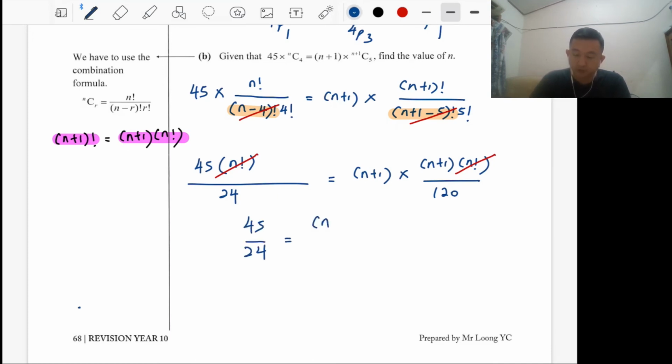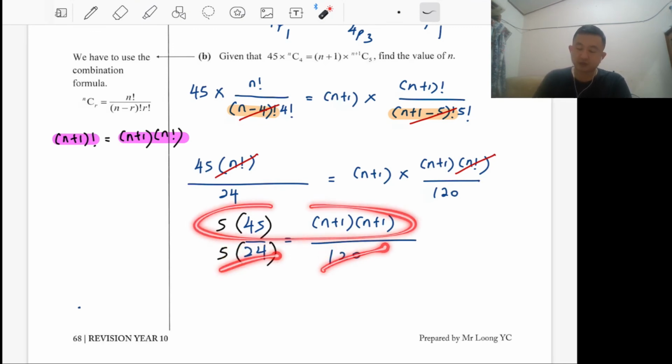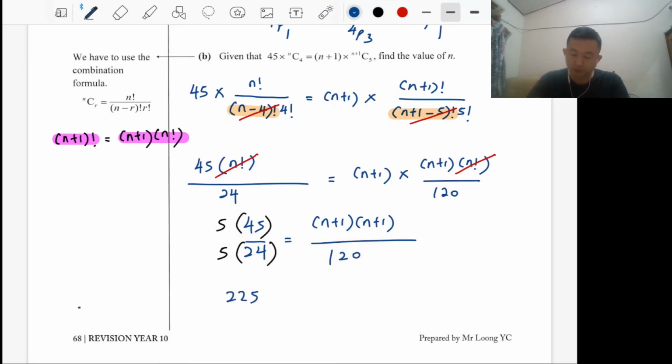45 over 24 equals n plus 1 times n plus 1 over 120. You can multiply using cross multiplication and it'll be the same, or you can just multiply by 5, so that is 120. Once you have the same value on the denominator, you can ignore these two parts and just take the numerator. 225 equals n squared plus 2n plus 1, a quadratic. So you are solving a quadratic equation: n squared plus 2n minus 224.